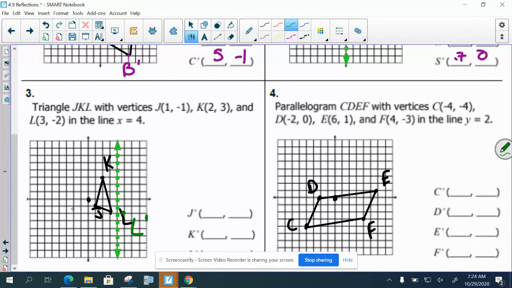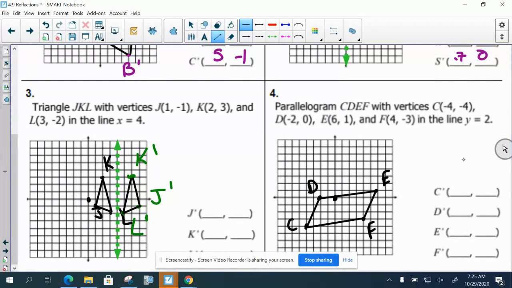And then you can figure out the coordinates. J would be 1, 2, 3, so we count 1, 2, 3 in the other direction. And then K is 2 units away, so it's 2 units in the other direction for K prime. All right, and then just double check your image that it does look like a reflection.